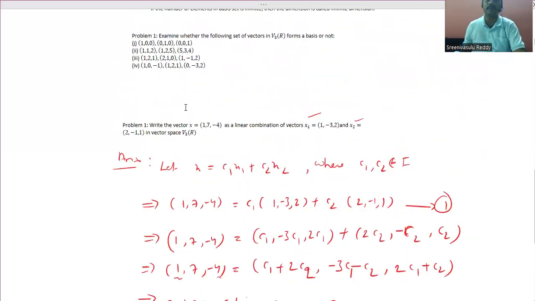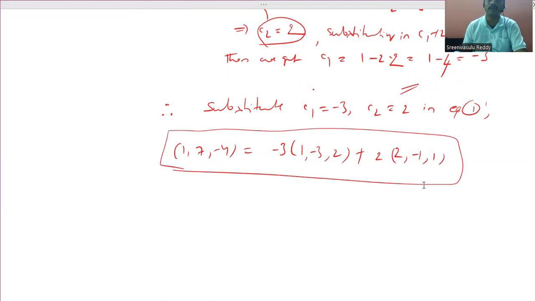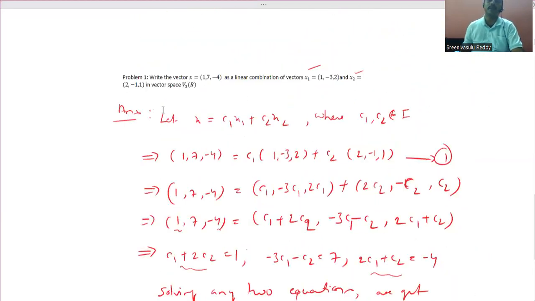2 times of C1, x1 value. X2 value is 2, minus 1, 1. That's all. This is the linear combination. You can verify LHS value and RHS value. RHS value verification: first component is minus 2 plus 4 equal to 1. Second component is plus 9 minus 2, 7. Third component is minus 6 plus 2, minus 4, right. Our answer is right. Next problem.